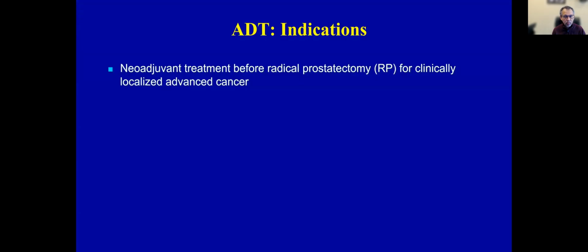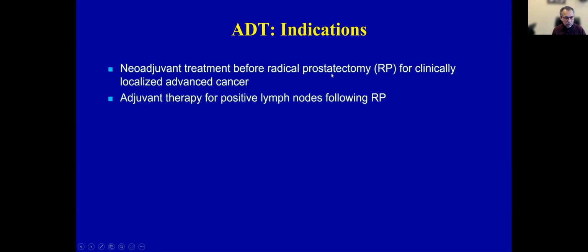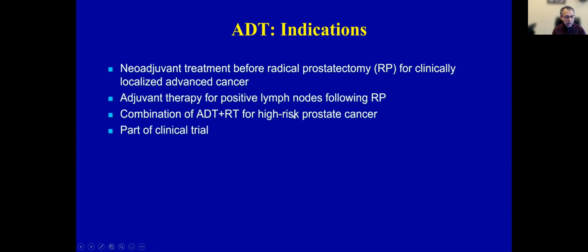So as we talked about, androgen deprivation therapy is quite commonly utilized, particularly as a neoadjuvant treatment before radical prostatectomy for clinically localized advanced cancer. It may be utilized as an adjuvant therapy for positive lymph nodes following radical prostatectomy. It can also be utilized in combination with radiation therapy for high-risk prostate cancer. And it may also be part of a clinical trial, often in the setting of neoadjuvant treatment. So there are a variety of applications for androgen deprivation therapy, particularly for more advanced prostate cancers.